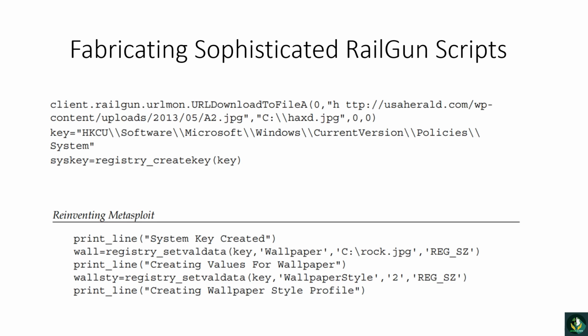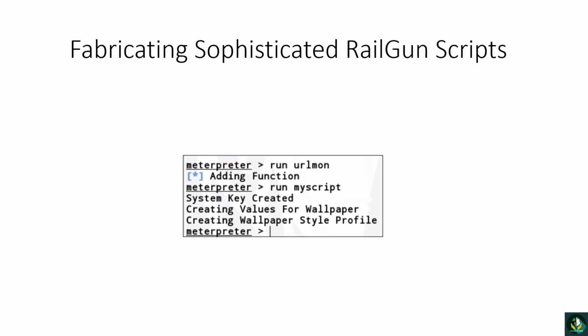Then what we do is we call them wallpaper and wallpaper style. So we assign the downloaded wallpaper to the value of the wallpaper registry key and wallpaper style to 2, which makes the wallpaper stretch and fit to the entire screen. So let's run the script and the module to see how things actually work.